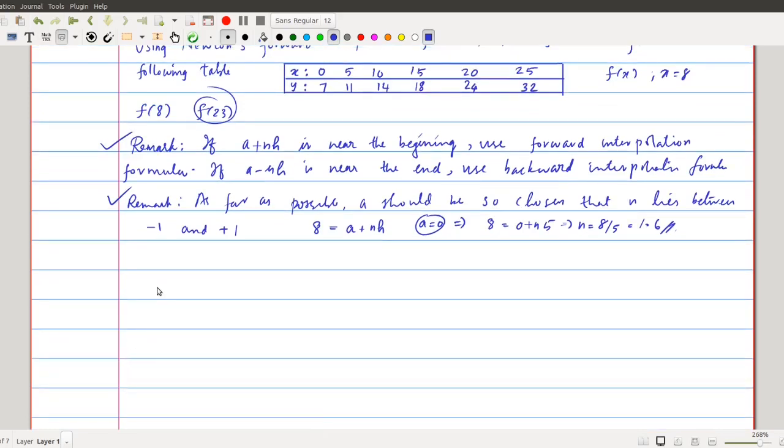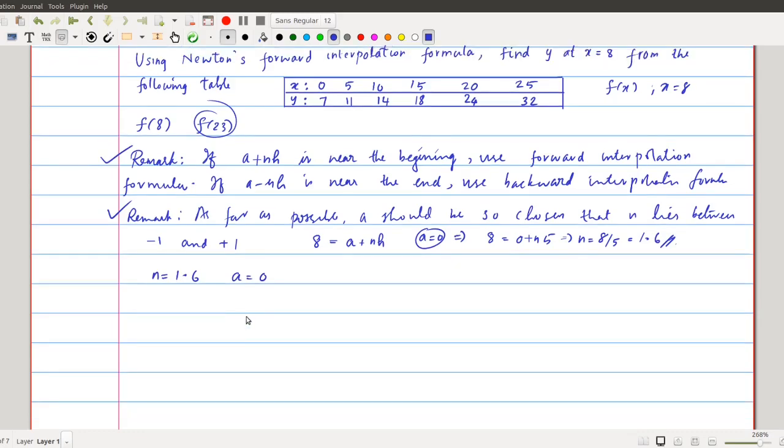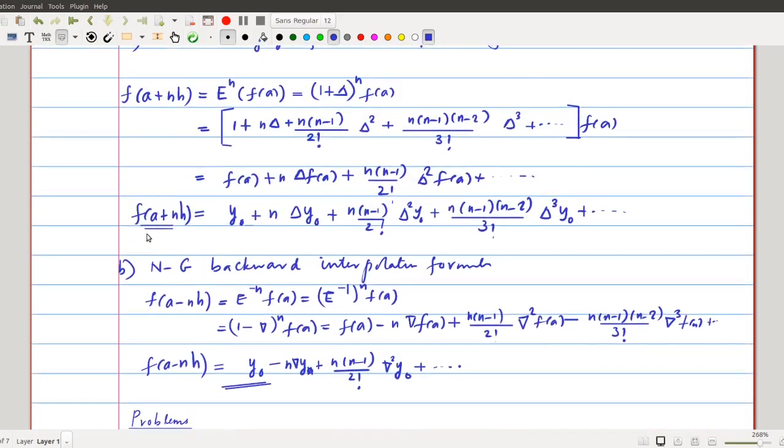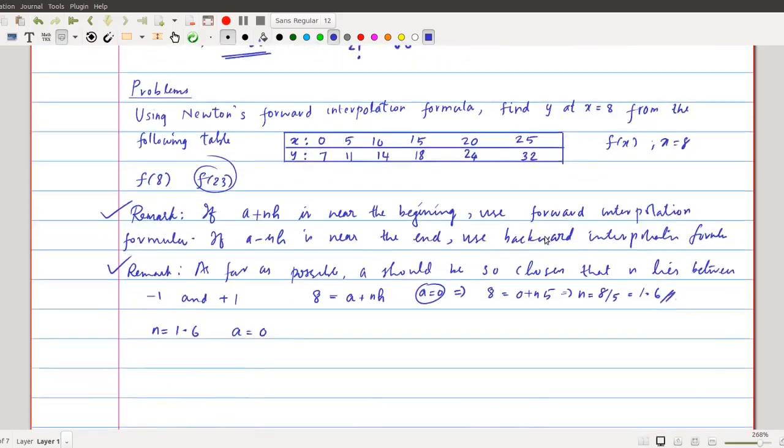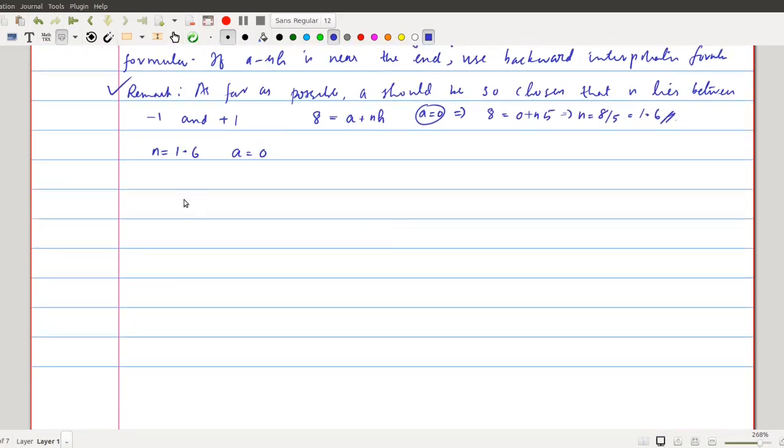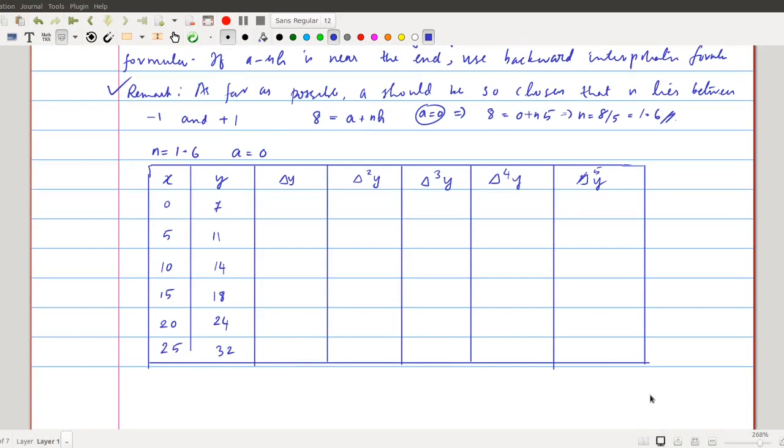Now we can evaluate the function at x equal to 8. So first we write this. Here we have written that n is equal to 1.6, a is equal to 0. Now consider the table. We need to evaluate f of 8. In order to get the f of 8, you need to evaluate this right hand side. To find the right hand side, we need to evaluate y0, delta y0, delta square y0, delta cube y0, etc. So first of all we have to evaluate the table, the forward difference table.